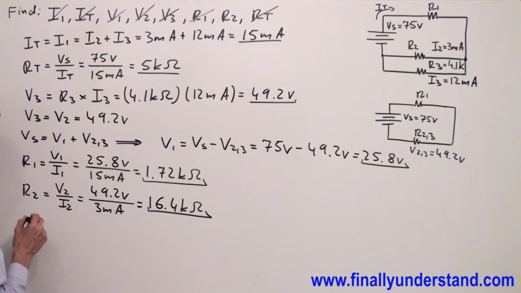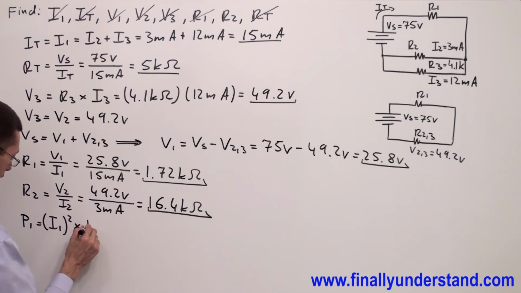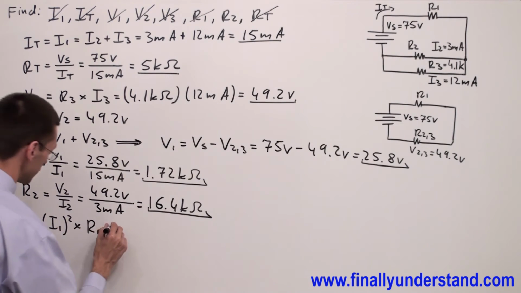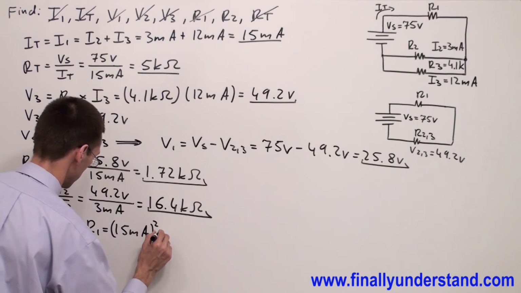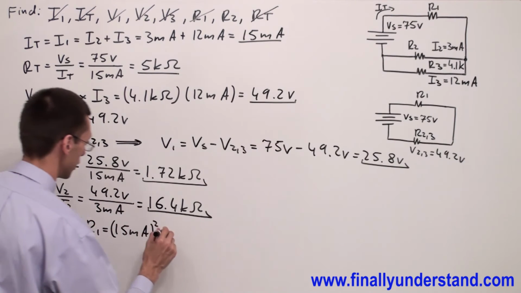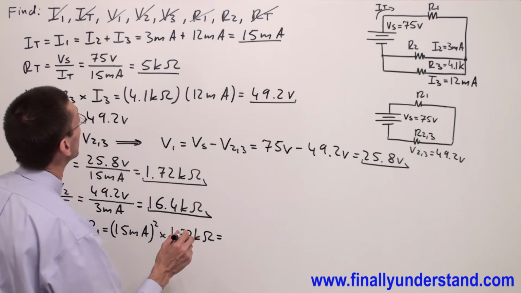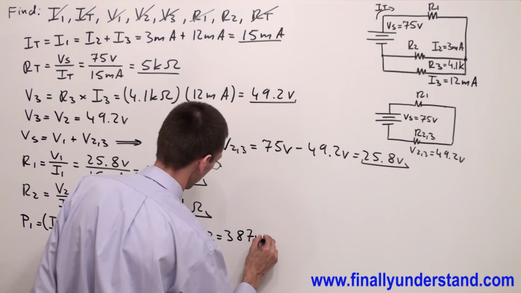So if you want to find power at resistor 1, you're supposed to simply write the formula I1 squared times the resistor R1. So I1 is equal to 15 milliamps raised to the second power times R1, which is equal to 1.72 kiloohms. This is equal to 387 milliwatts.